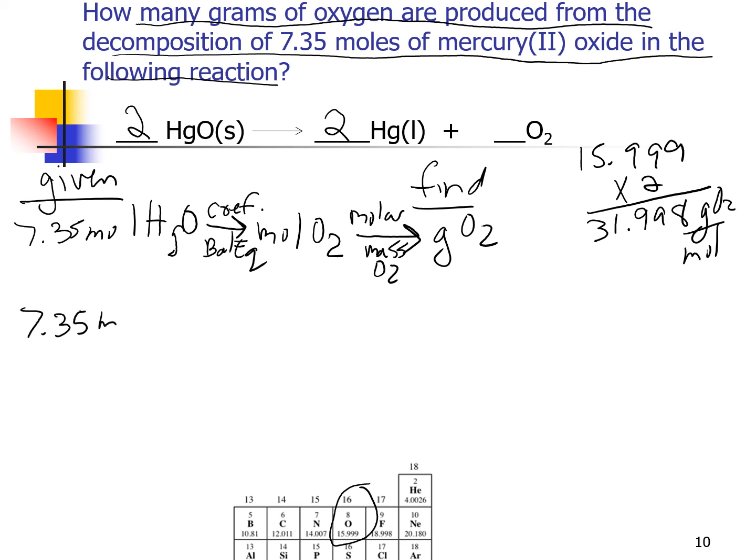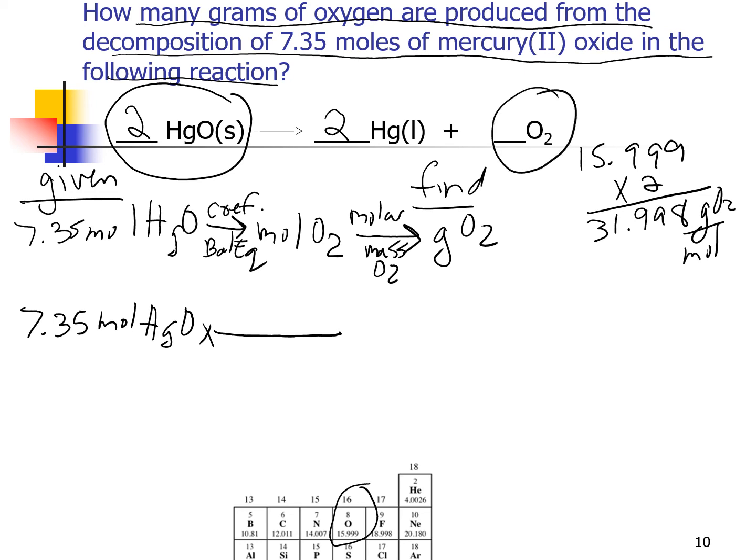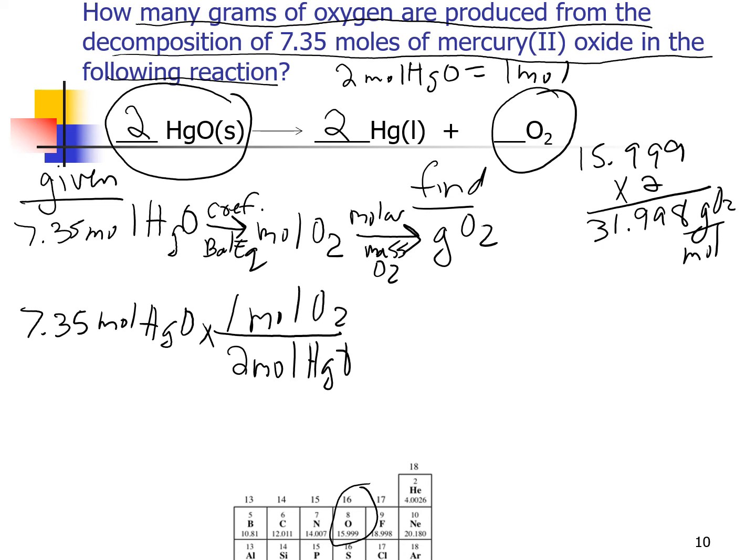7.35 moles HgO times, we're going to use the coefficients from our balanced equation. So we need moles of HgO and moles of oxygen. The mole ratio here, again, is 2 moles HgO is equivalent to 1 mole of oxygen. So we would write 2 moles HgO at the bottom and 1 mole of O2 at the top in our fraction. And again, we could solve here, or we can go ahead and continue with our problem and do this all in one step. I'm going to go ahead and do that.